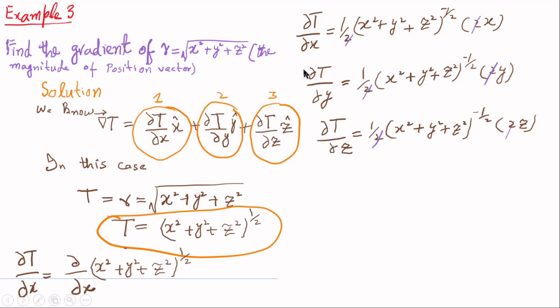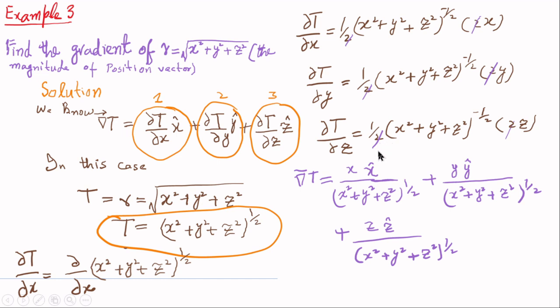Similarly, the partial derivative of T with respect to y is 1 by 2 x square plus y square plus z square raised to power minus 1 by 2 into 2y. The 2 will be cancelled. Partial T over partial z is equal to 1 by 2 x square plus y square plus z square raised to power minus 1 by 2 into 2z.